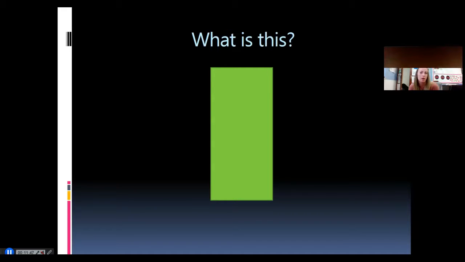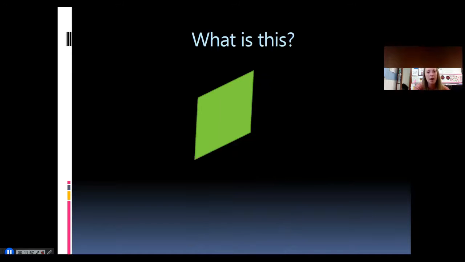All right, kiddos, what is this? Is it a square, a rectangle, a trapezoid, or a rhombus? It is a rectangle. All right, what is this? Is it a square, a rectangle, a trapezoid, or a rhombus? It is a rhombus. Notice that the lines are parallel and they're all the same size.